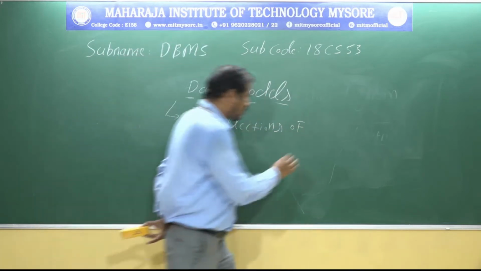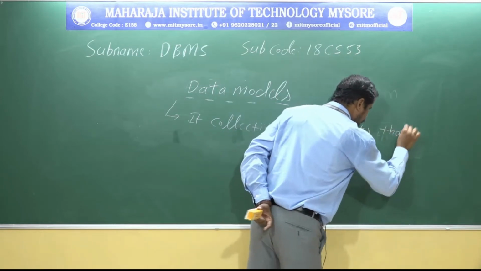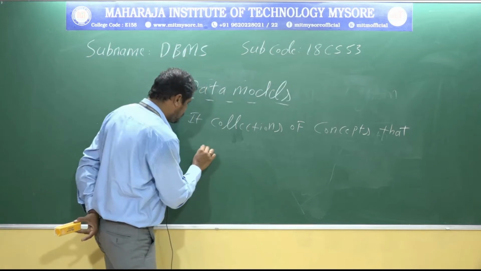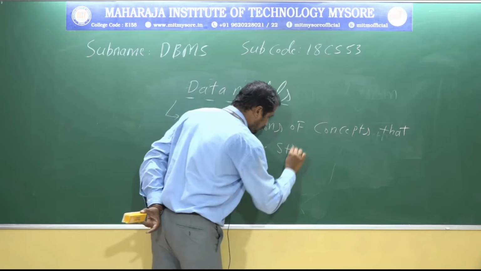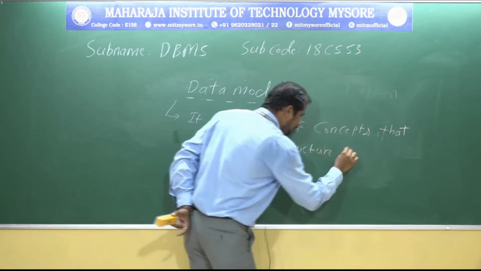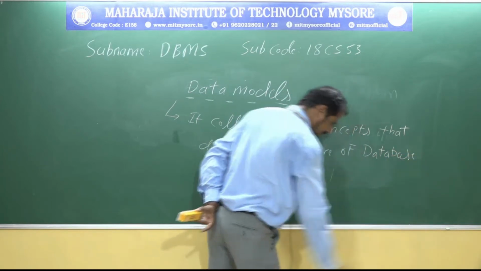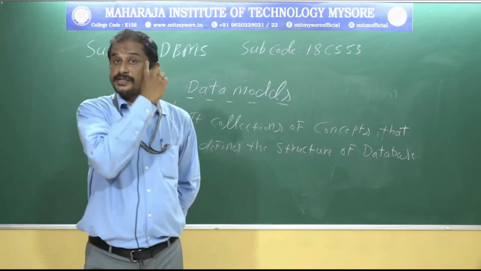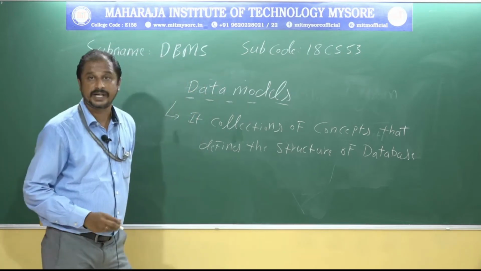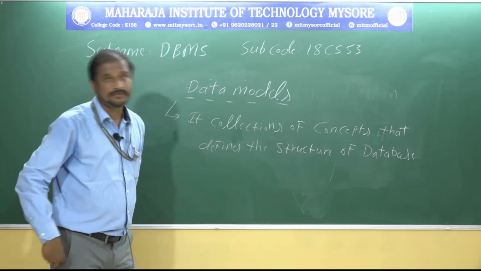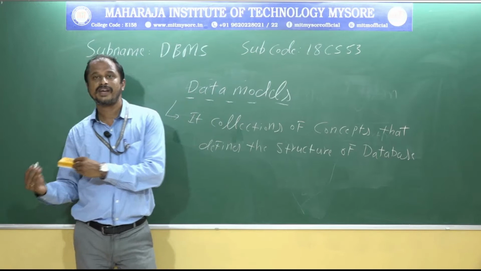concepts that define the structure of a database. So I am telling that a data model is a collection of concepts that define the structure of a database. I want to collect the concepts which can define the structure of a database.